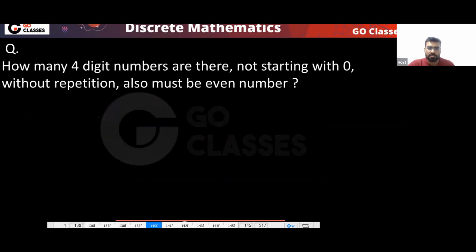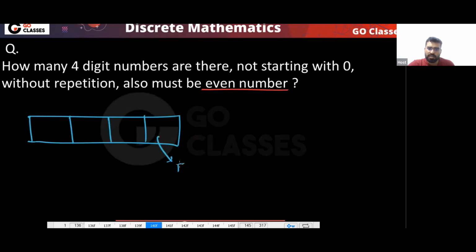What is going to be the answer? The number must be an even number, not starting with 0. So let's start with the most restricted place. Let me put it here, okay, this is your T1. So there are only 5 choices here.